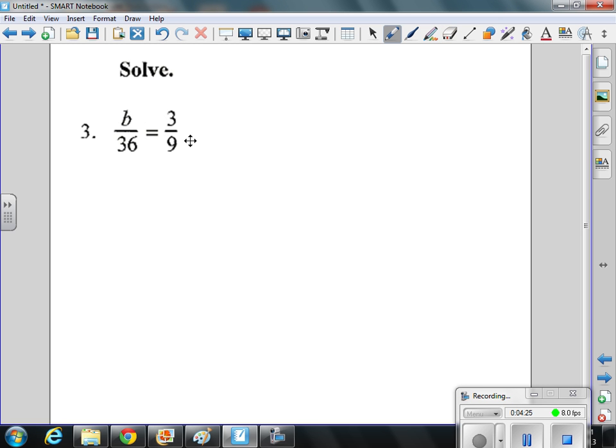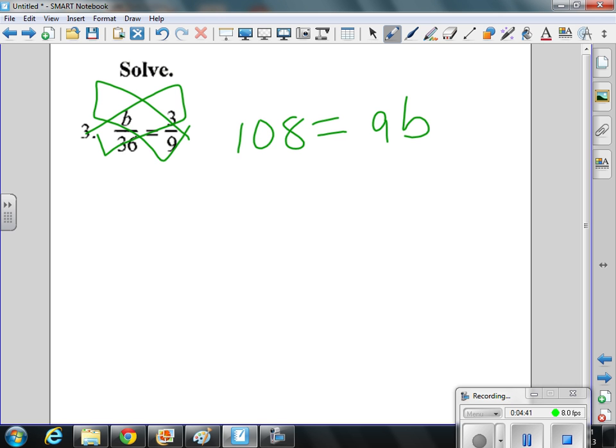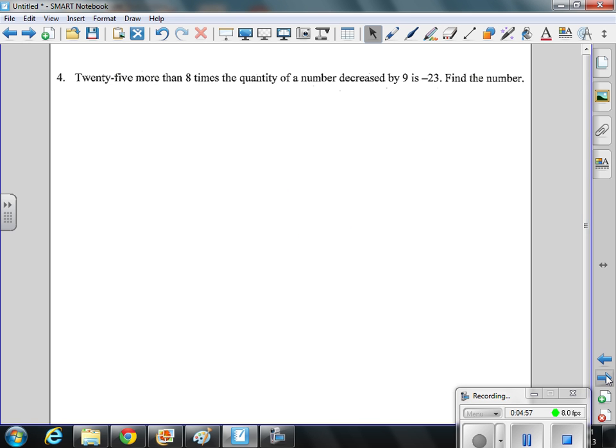Another way we could have solved this problem is taking the cross product. The cross product will work for every single proportion. 36 times 3 equals 108, and we set that equal to the cross product of 9 times b. We get 9b. To isolate the variable, we divide because the opposite of times is division. 12 equals b. You pick the method you like best. Both processes are correct.